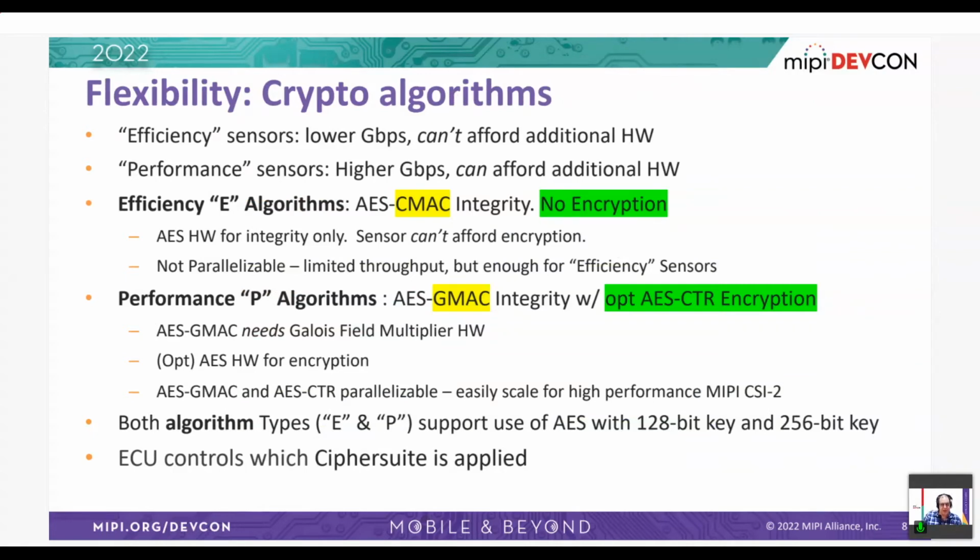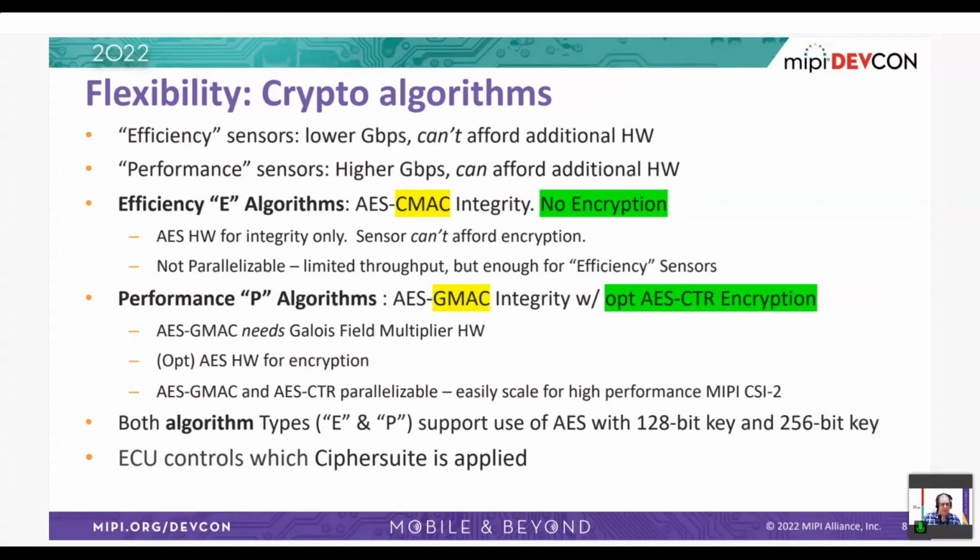So these are options that give the vendors and integrators flexibility in how they're going to implement things. The first area we're going to look at is crypto algorithms. And we've designed these for two general classes of sensors. There's a spectrum of sensors, so exactly where your sensor fits in is your choice.